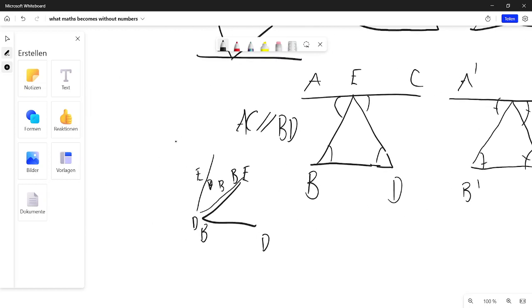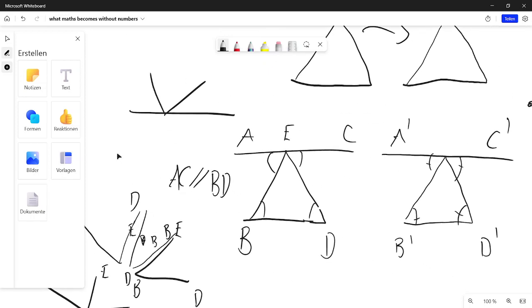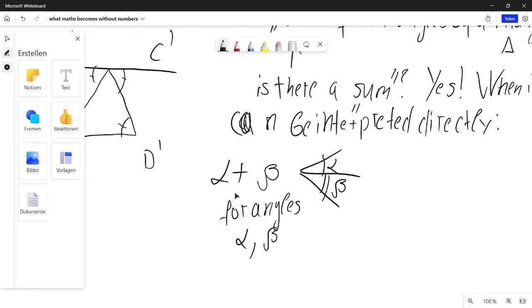And now this one, AEC, PEG, VEG is always that one, right? And that we can notice. We can notice that even without numbers, no problem.